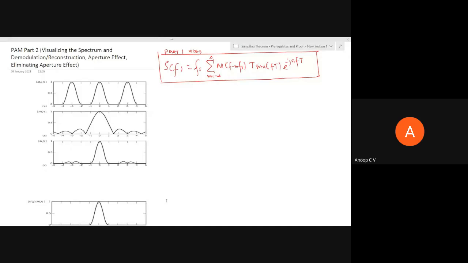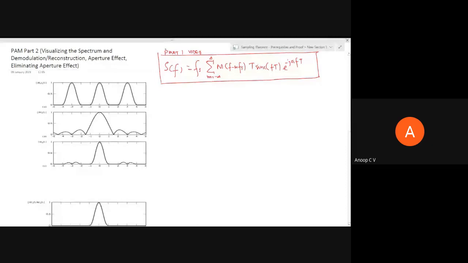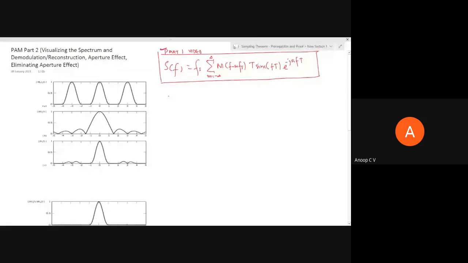So we are in the fourth module, and in the last video we have seen pulse amplitude modulation. In part one, we just derived the spectral expression for the PAM signal. And I told you in this video we'll be seeing how to visualize the spectrum, and by visualizing the spectrum, we'll try to obtain an idea of how we can reconstruct the original signal from the PAM signal.